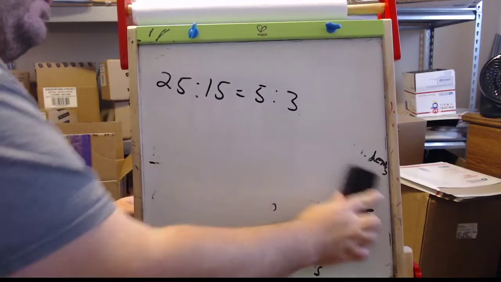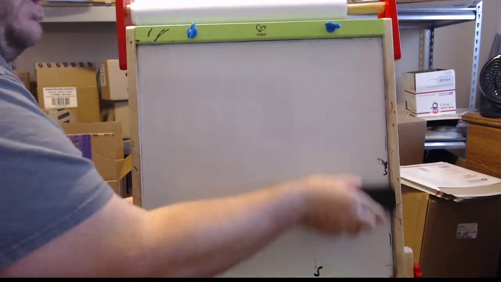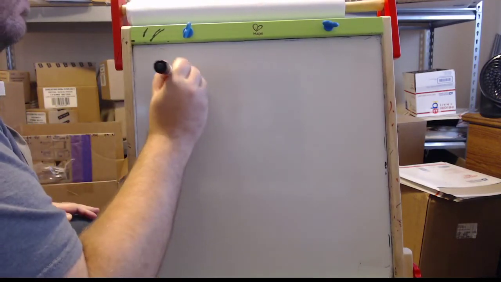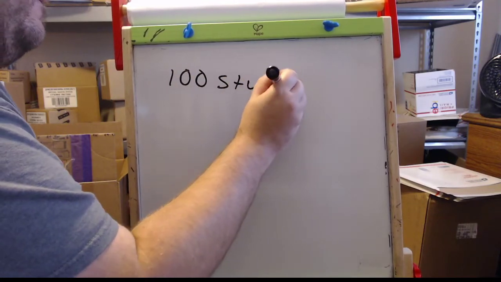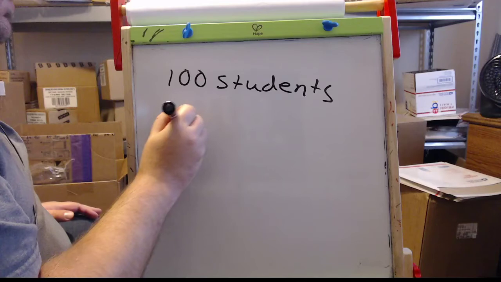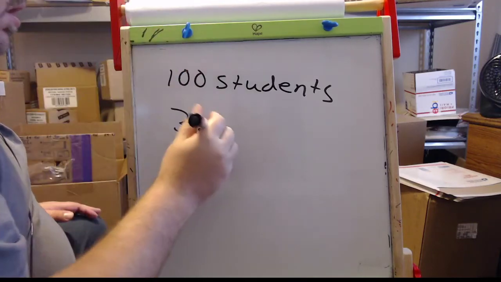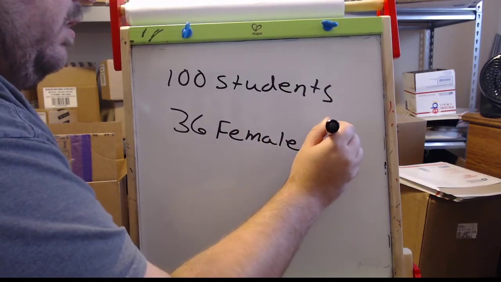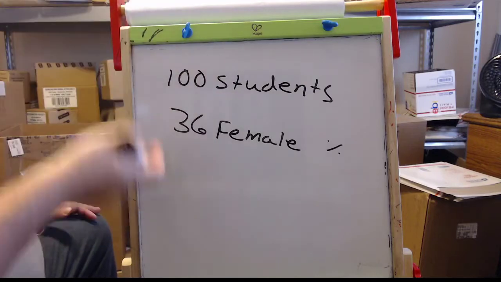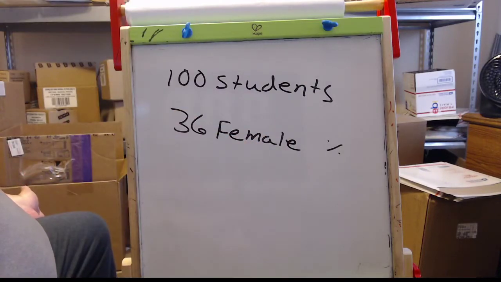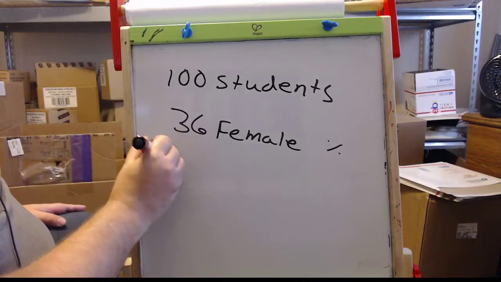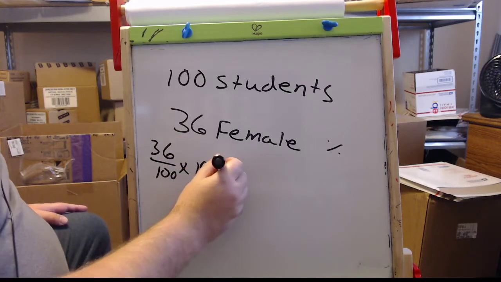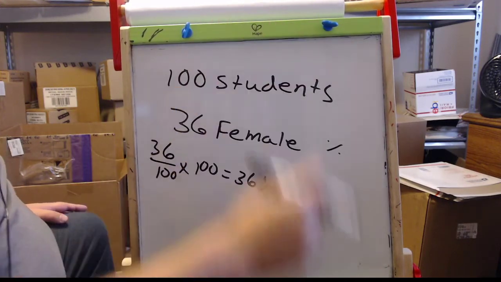Now, with this percentage formula, we could do a bunch of things. What if I said, all right, I've got 100 students total, and 36 are female. What is the percentage? Okay, we could do 36 divided by 100 times 100, and we find out it's 36%. That one's an easy one because we made it 100 students.